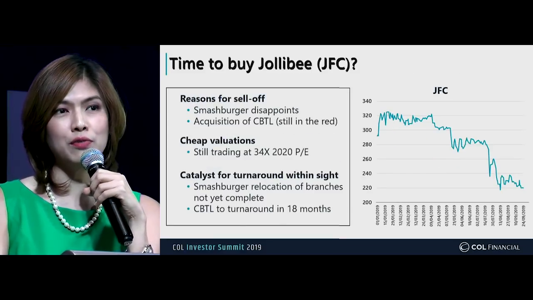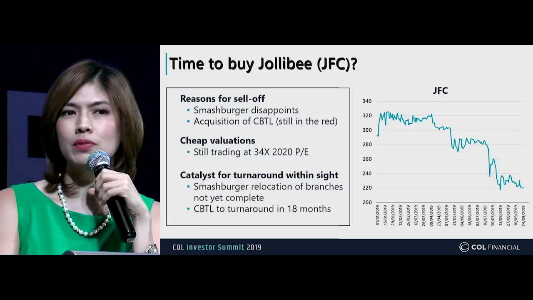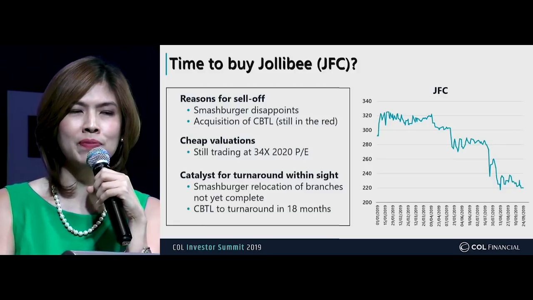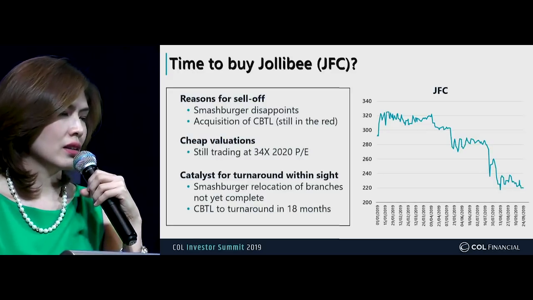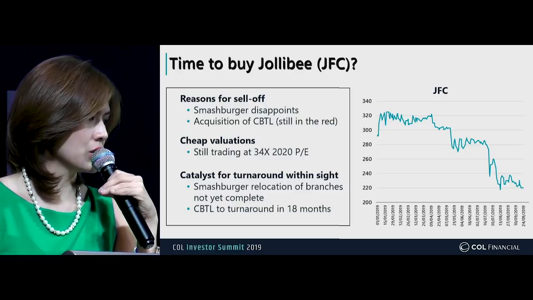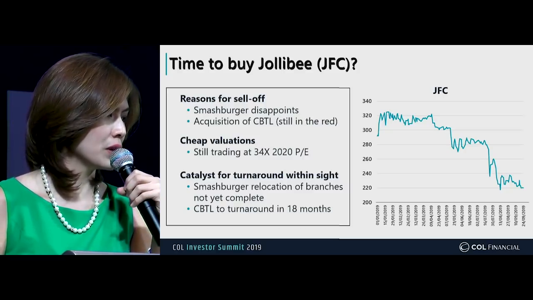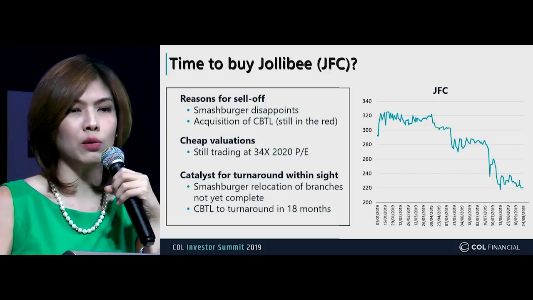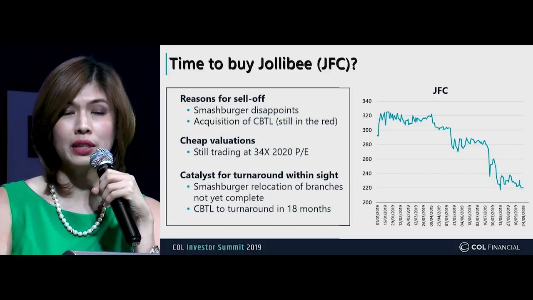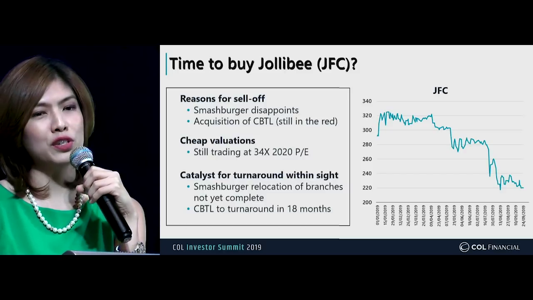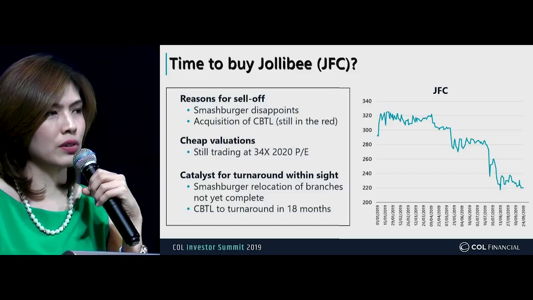Okay, another favorite of people, ang Jollibee ba? Value play ba yan? Well, unfortunately, maybe it's still too early at this stage. Okay, it was sold off because of the smash burger losses and the acquisition of Coffee Bean and Tea Leaf, which is still losing money. So first question, is it cheap enough already?